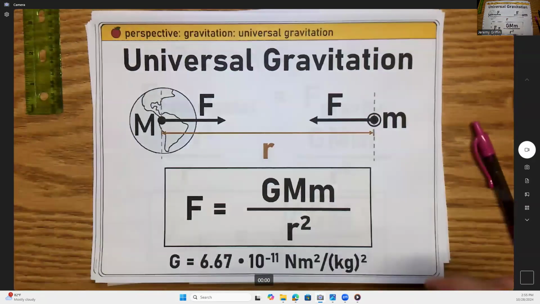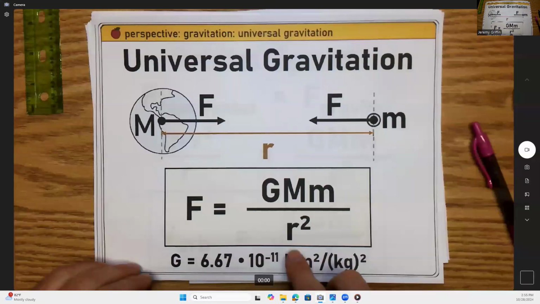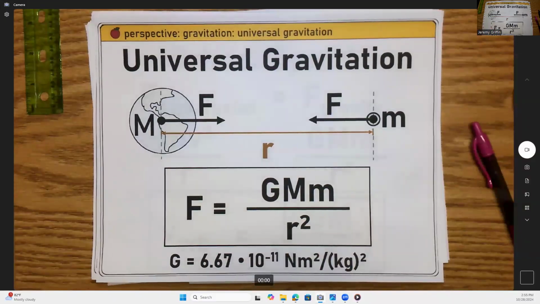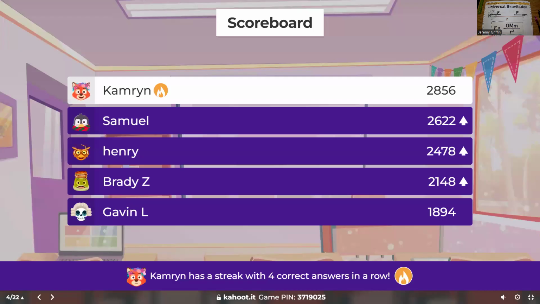And the question before that was looking at this type of relationship. Say, if you spread these out further apart, the denominator would increase, therefore the force would decrease, something like that. The previous question. All right, back over here. Is that okay so far? Do you guys have any questions over it? All right. Gavin, Brady, Henry, Samuel, Cameron.